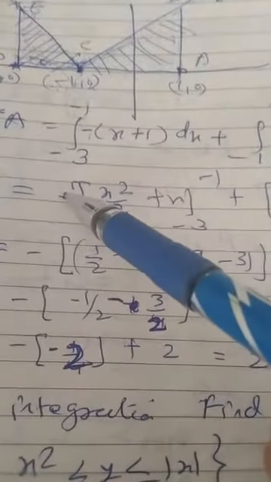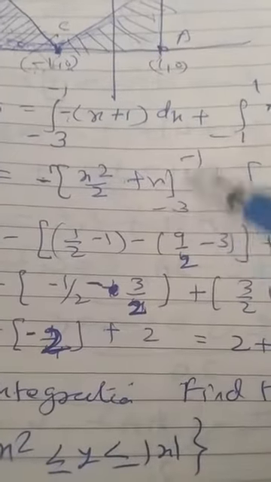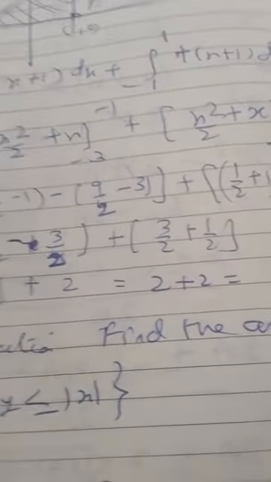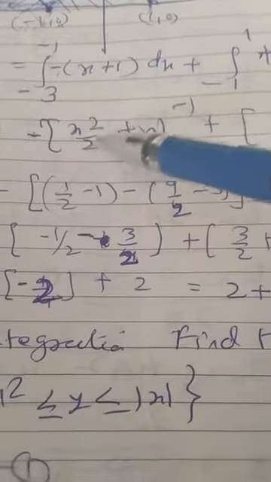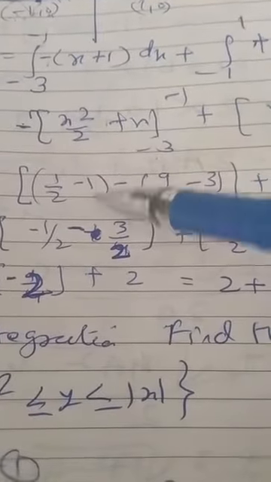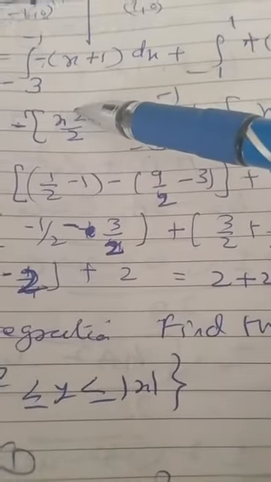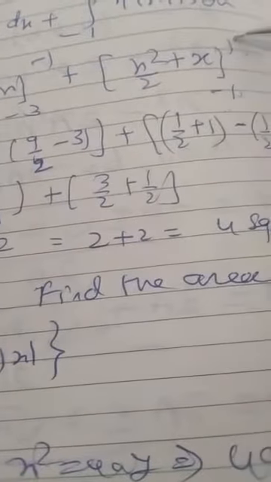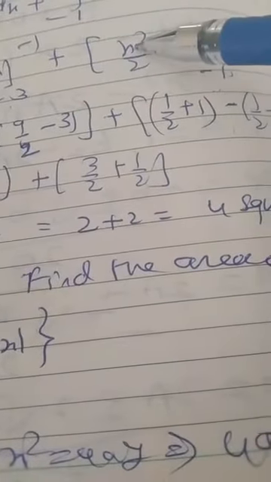Now we can integrate them. Minus, the integral of x plus 1 is x square by 2 plus x, from minus 3 to 1, plus the same x square by 2 plus x, but with limits minus 1 to 1. Now, minus is the same. Put the limit minus 1: minus 1 square is 1, so 1 by 2, and put x as minus 1, so we get minus 1. Then put the lower limit minus 3: minus 3 square is 9, 9 by 2, and x as minus 3, so minus 3. Plus the same thing for the upper limit 1: 1 square is 1 by 2, plus 1, minus the lower limit minus 1: square is 1 again, 1 by 2, and x is minus 1, so that is minus 1.